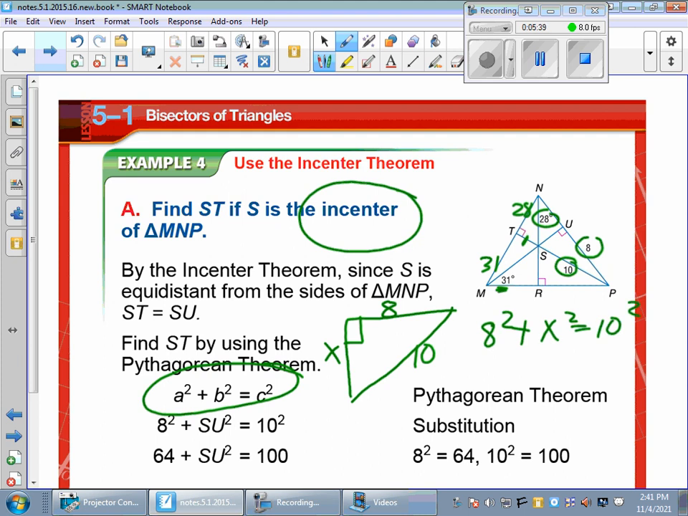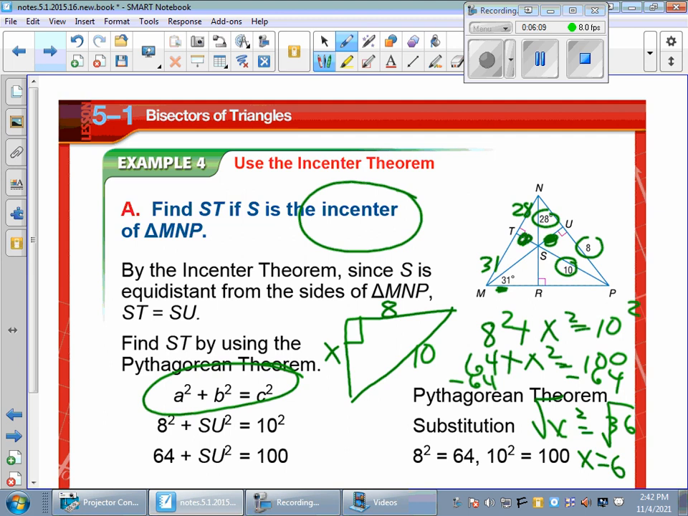So again, 64 plus x squared equals 100. You subtract over, and you find that x squared equals 36. How do you undo a squared? You square root. So x is 6. So we just found that this is 6, and this is 6. So the final answer is 6.